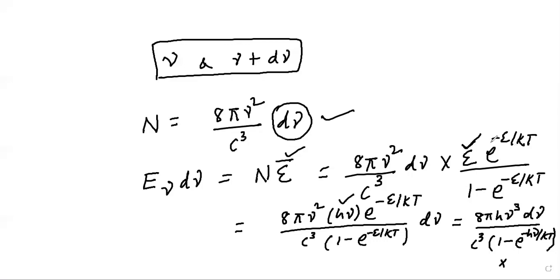Oh, I missed this one. E to the power minus E by kt is also there, right? So let us multiply that. E to the power h nu by kt, sorry, minus h nu by kt, right? And then you further simplify it. Whatever e to the power minus h nu by kt is here, it is multiplied in the numerator, not in the denominator part.